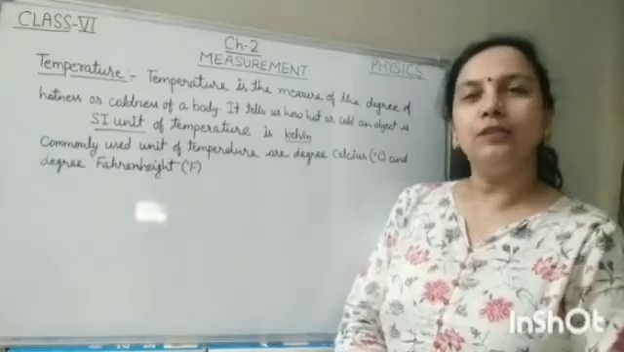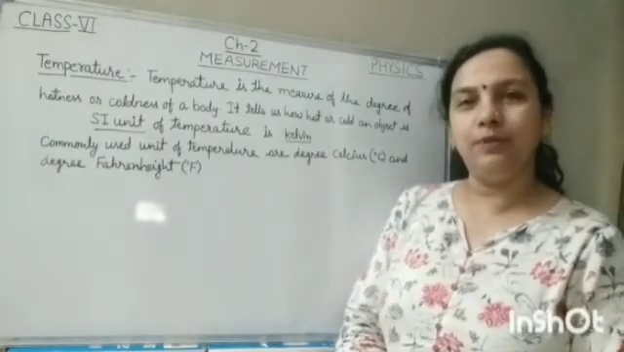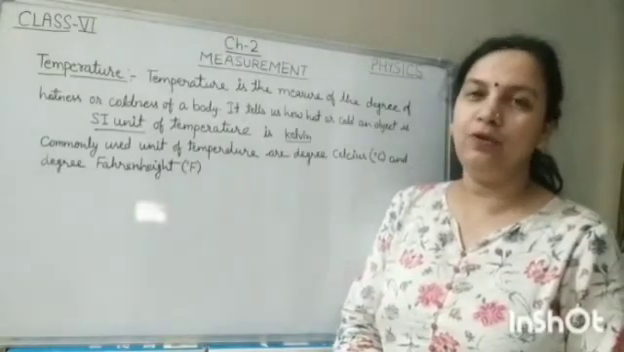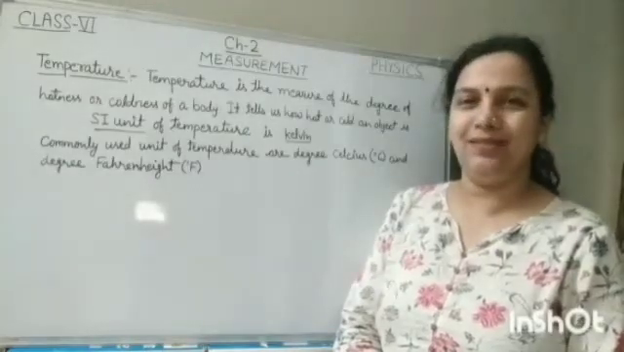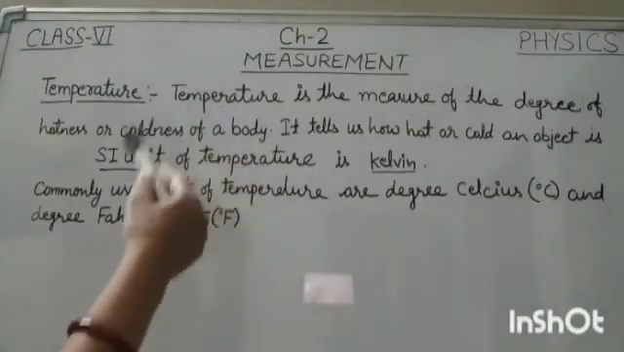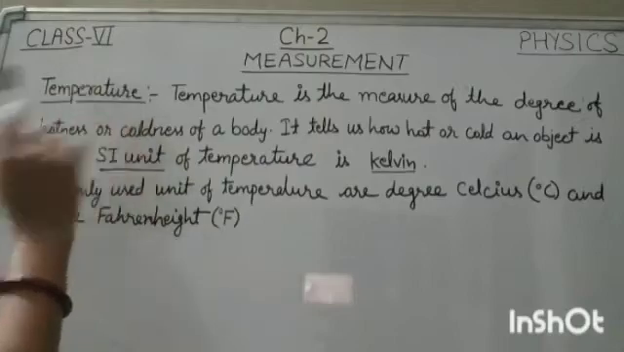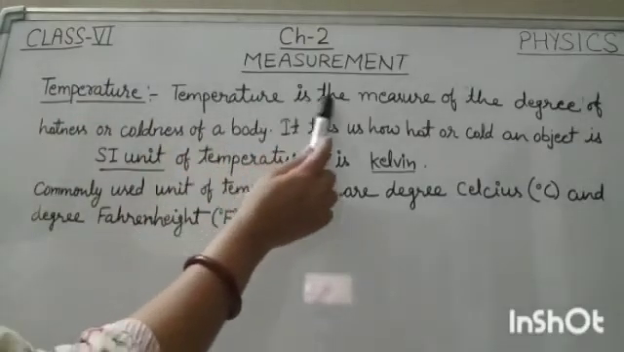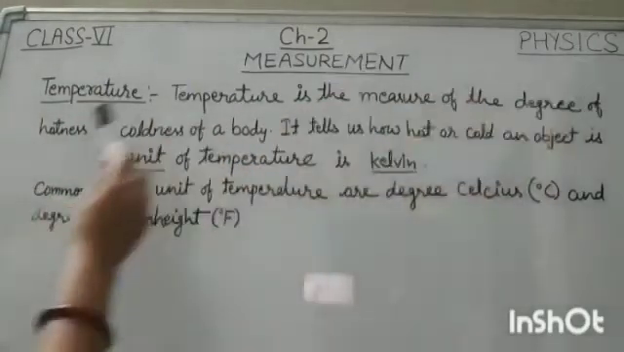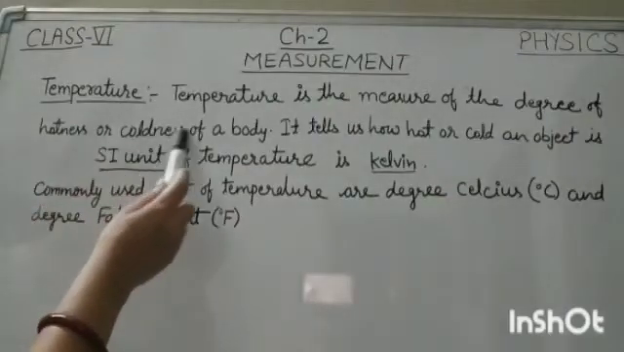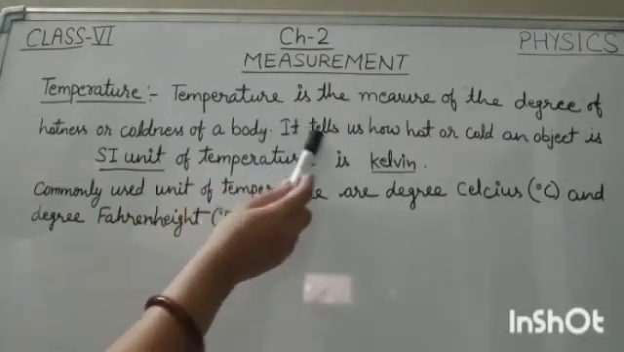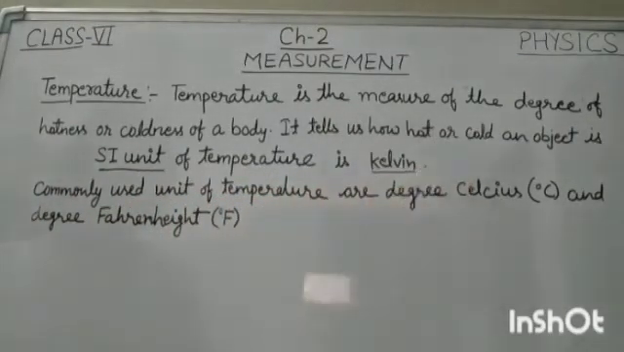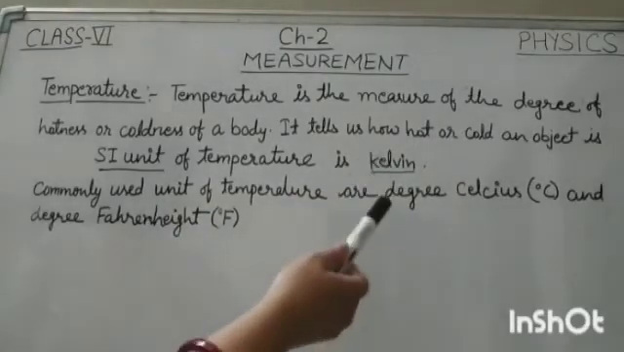Okay, so children, now we will continue our chapter 2 measurement, and today's topic is temperature. First of all we will talk about what is temperature. Temperature is the measure of the degree of hotness or coldness of a body. It tells us how hot or cold an object is.